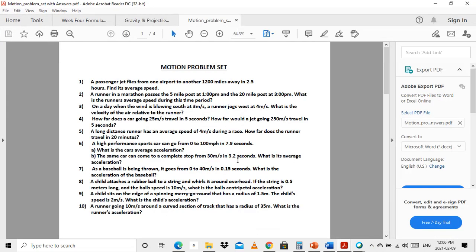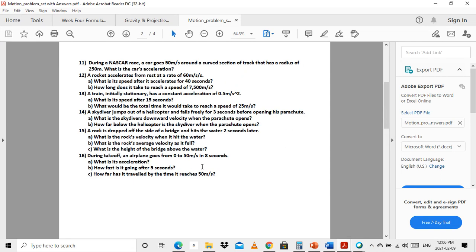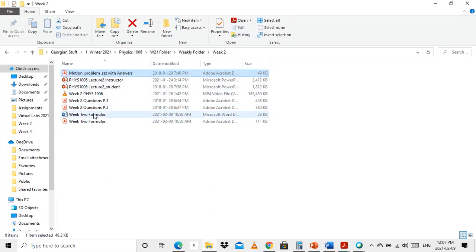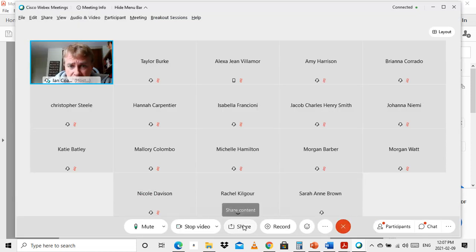16D. So I'm looking at this and I only see 16. When I emailed you that response yesterday, what was it about the airplane? No, it was about I'm in the wrong class. Because motion problem set answer, and week 2 questions page 1. I'm going to screenshot. Where are we here now? And am I sharing? Okay, I'm sharing now.